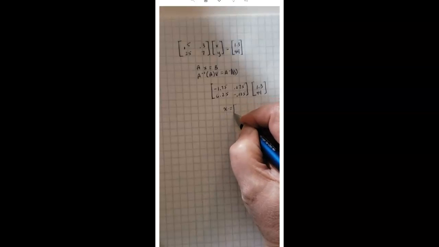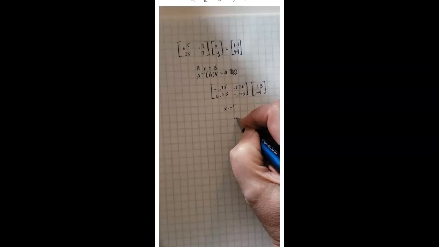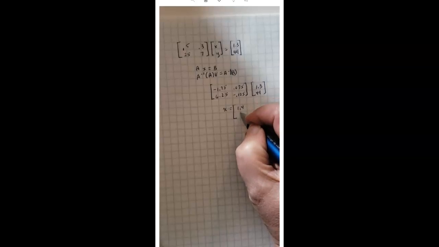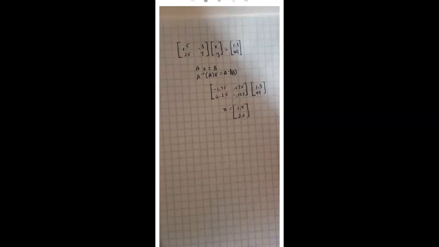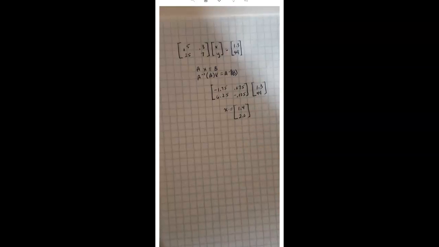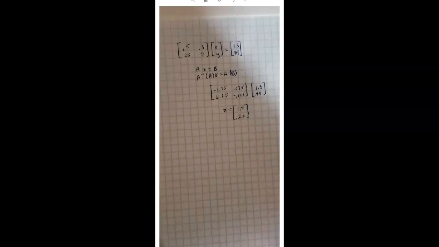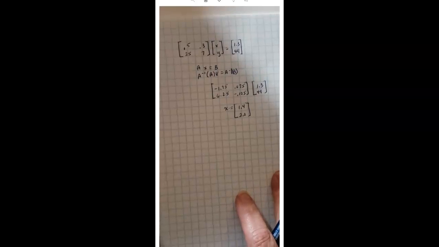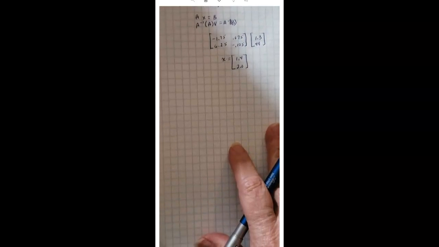the matrix X, is equal to 1.4 and 2.0. And that gives me the variables for X and Y. So X would be 1.4 and Y would be 2.0. Okay, so you need to remember the inverse matrix function in order to deal with our topic for today.